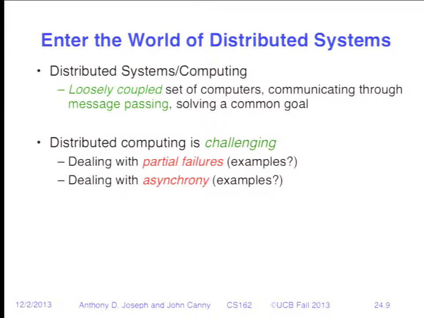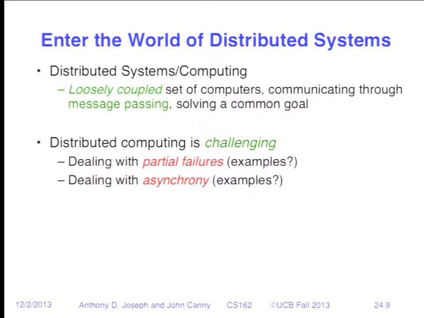Then we have to deal with asynchrony. Now, where does this come from? Well, these machines are running at different speeds. When I'm building a data center that has tens of thousands of machines, and I have hundreds of thousands or millions of machines across the globe, I'm not going to, every 3 years, just go out and buy another million machines to replace those.